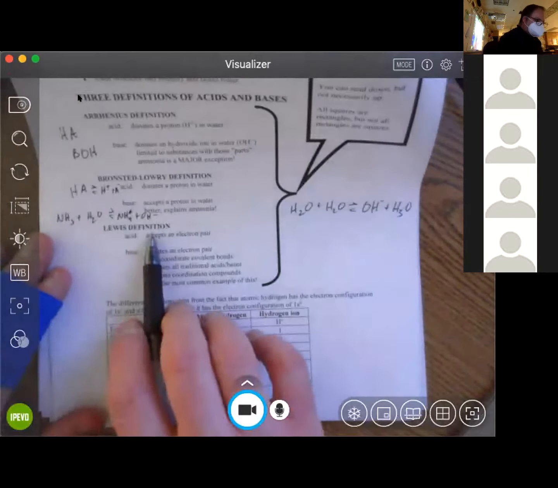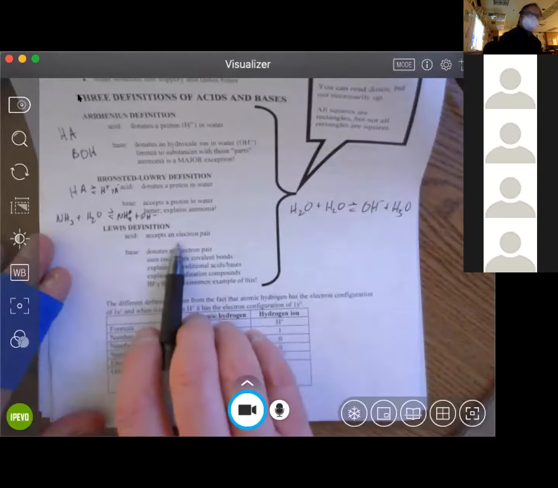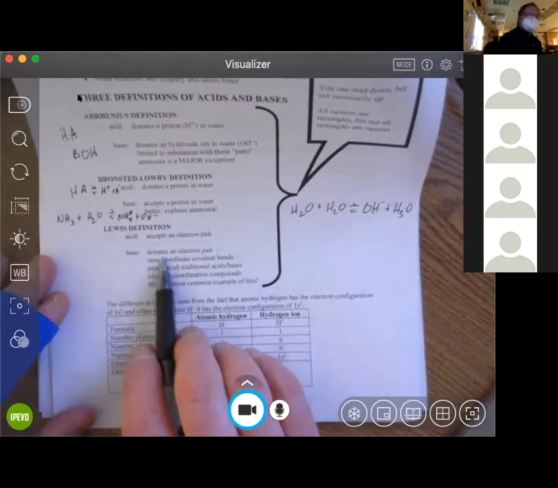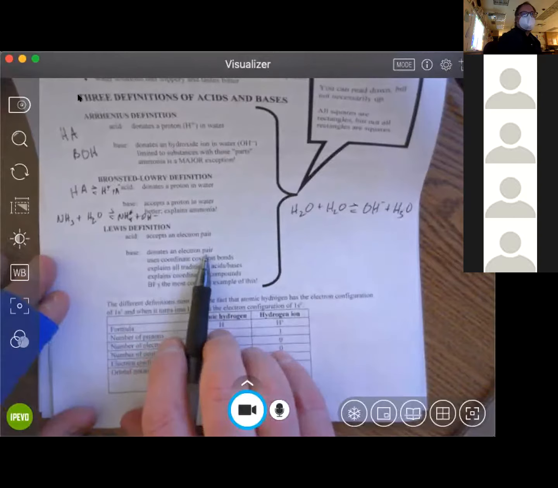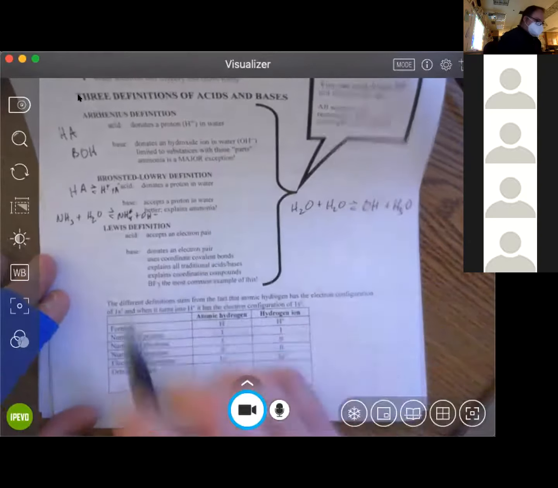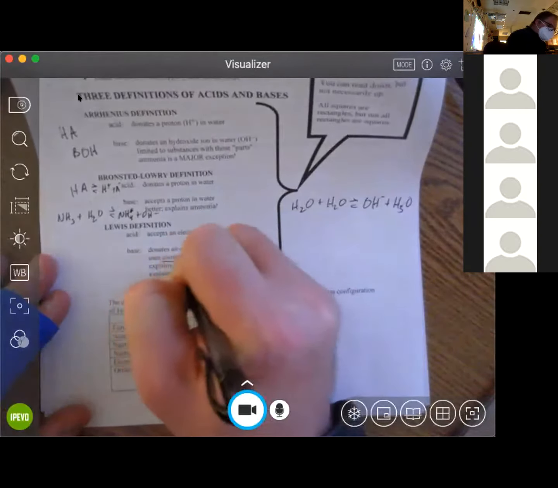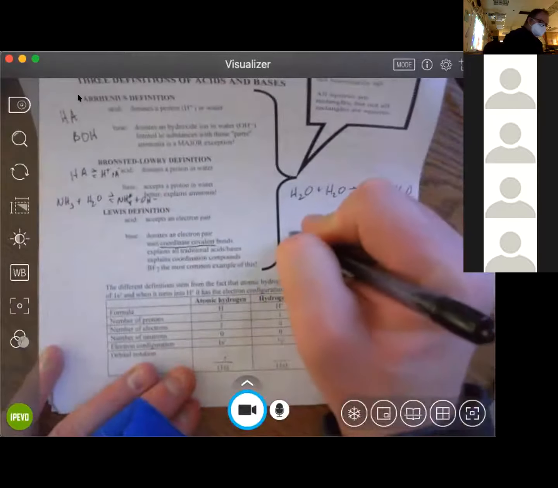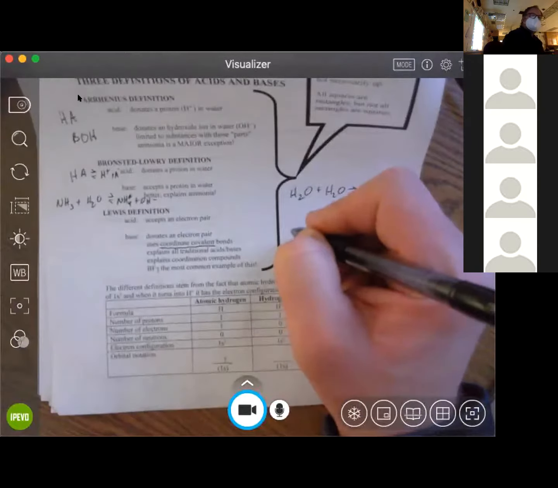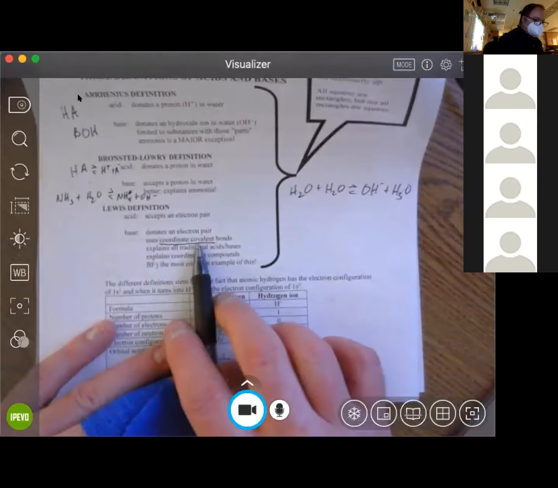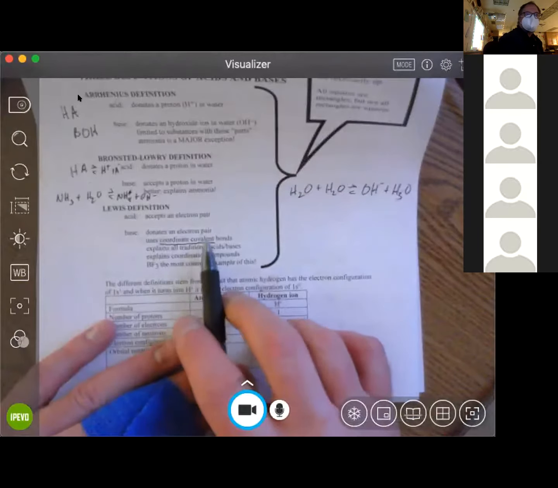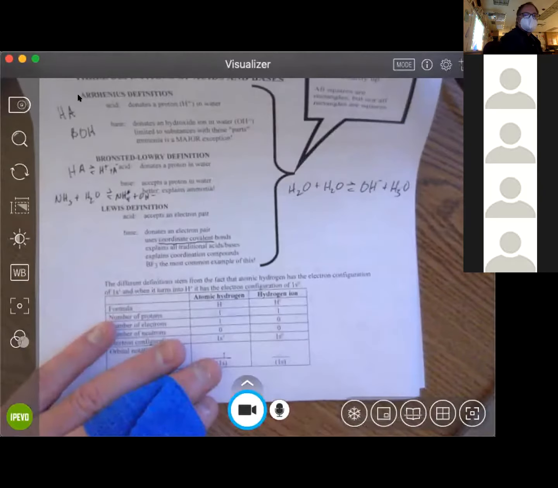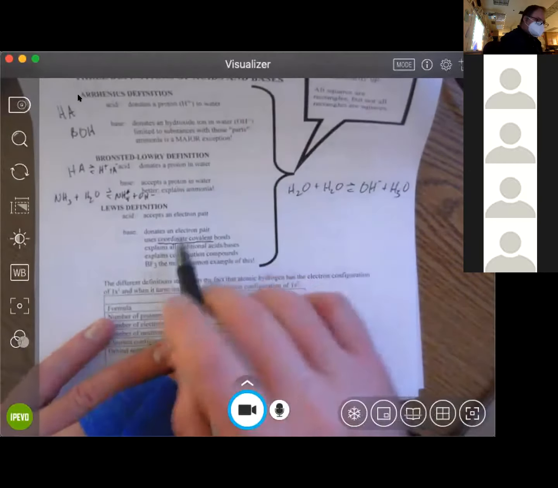Lewis definition: an acid is something that accepts an electron pair, and a base is something that donates an electron pair. Keep in mind, we're going to have coordinate covalent bonding in this. If you don't remember what that is, that's whenever both of the electrons come from one atom to form the bond. That's that coordinate covalent bonding.